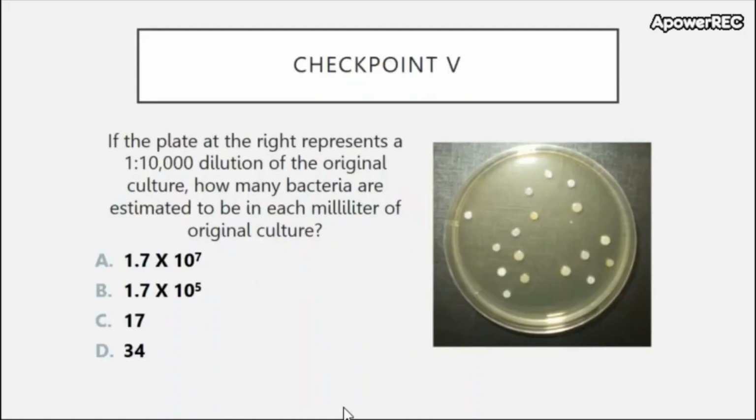Okay, now here we have checkpoint 5. If the plate at the right represents a 1 to 10,000 dilution of the original culture, how many bacteria are estimated to be in each milliliter of original culture? So remember, you need to take your final concentration, multiply it by the dilution factor, and that will tell you the original culture concentration. And this answer will be in cells per mil.